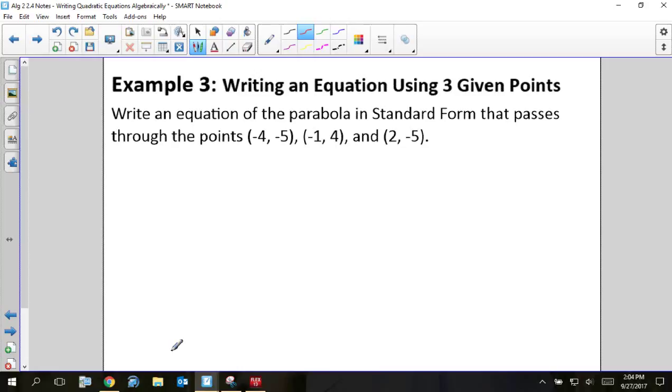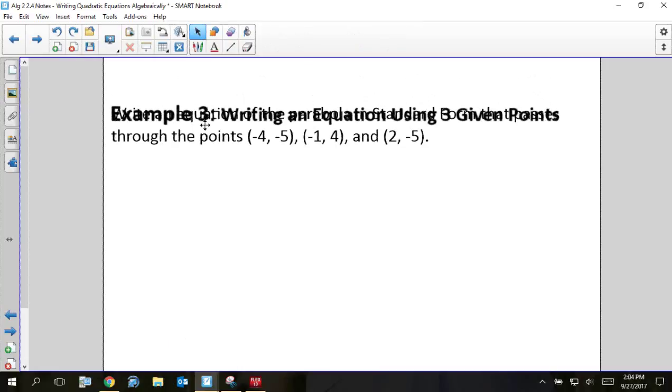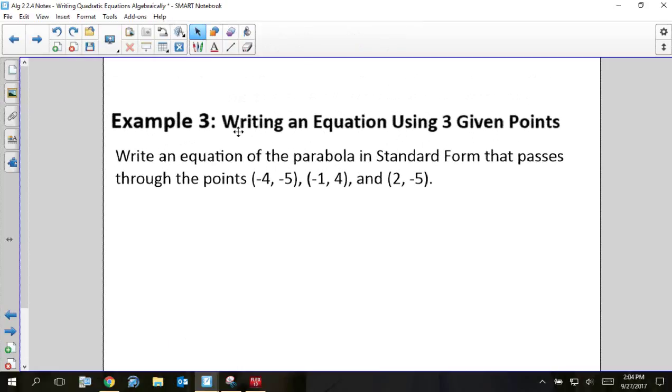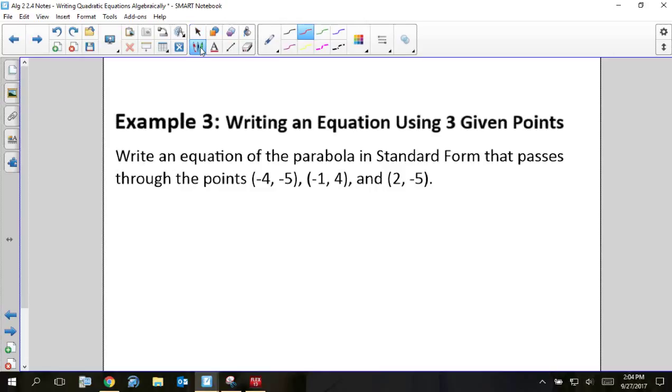So you have to use the third method. You're going to have to write 3 equations with 3 variables. So this is what we're going to do. We're going to use standard form. I'm going to write standard form right above this equation. Standard form is y equals ax squared plus bx plus c.